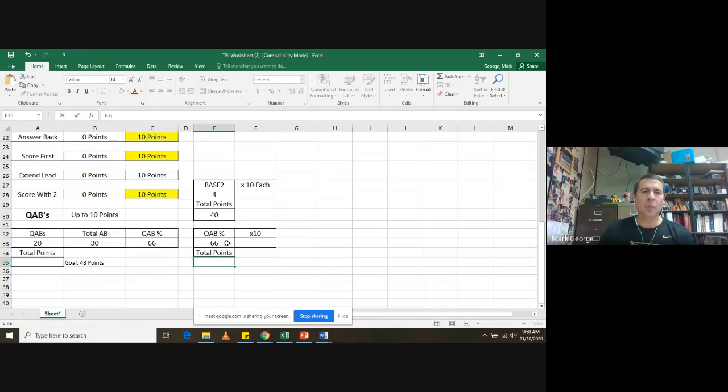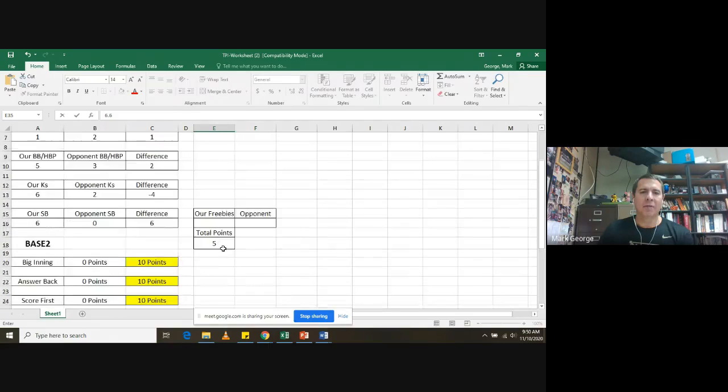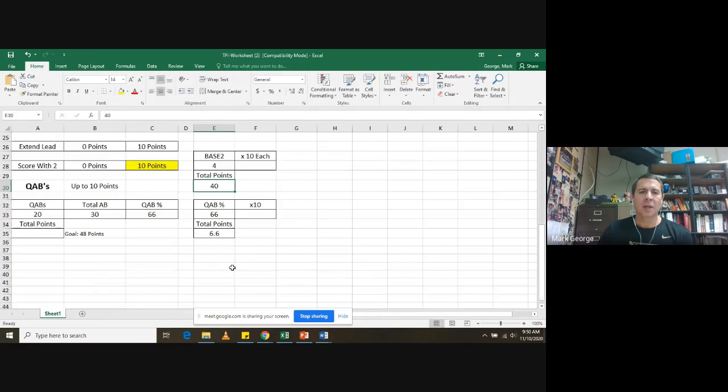So if we add up all these points here, we have 5 plus 40 plus 6.6. So we're looking at about 51.6 points. Now, our goal in any game is to have 48 points. If we have 48 points, what we've been able to figure out statistically is that we will win 88% of the time. So if we hit 48 points, we have a chance to win the ball game 88% of the time.